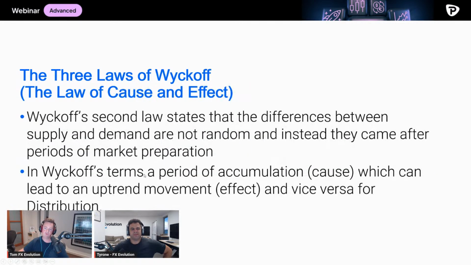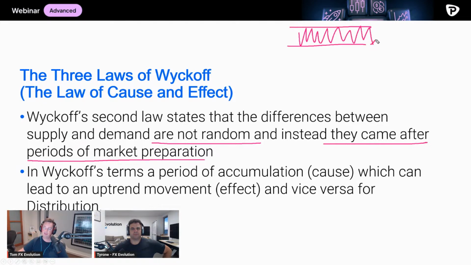Now, his second law was, of course, the law that stated that if there was a difference between supply and demand, they were not random, and they instead came after periods of market preparation. So it basically said that if we have a range-bound market, and let's say it goes and takes liquidity and then jumps off, that if it returns back to that, well, what he was saying was this was effectively the cause and the effect was the huge move. Now, we want the huge move, but the problem is often, unless you see that hunt technique, it's very difficult for you to assume that this move is going to happen. That's guessing. I don't really like guessing too much. I like at least educated guesses as best as possible.